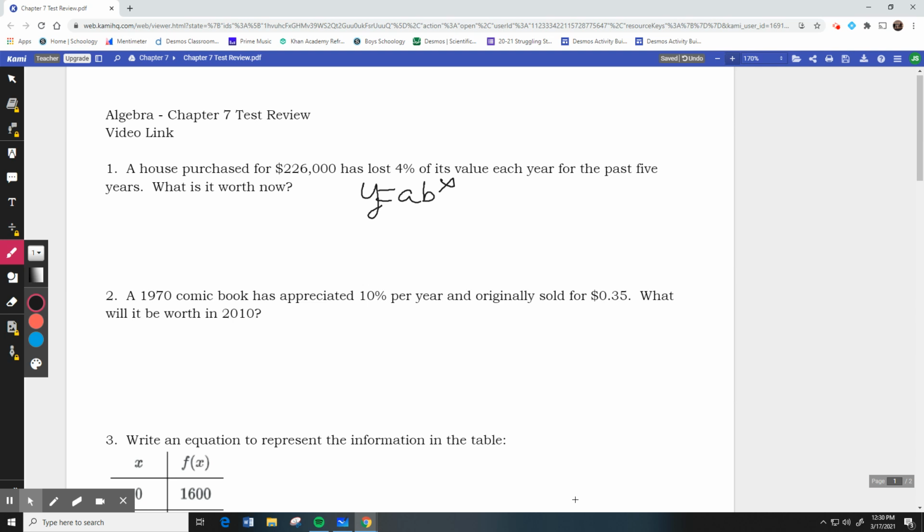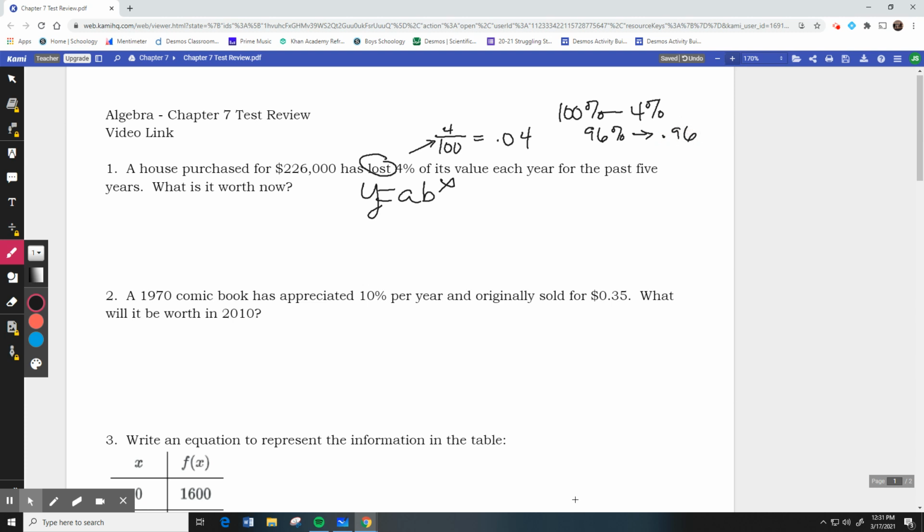And so remember, we talked about if you're increasing by a percent, what you're going to do is convert that percent into a decimal by dividing by 100, so 0.04. And then since we're losing, we lost 4%. It's like we started with 100%, take away 4%, or in other words, 1 minus 4. And so then that's 96%.